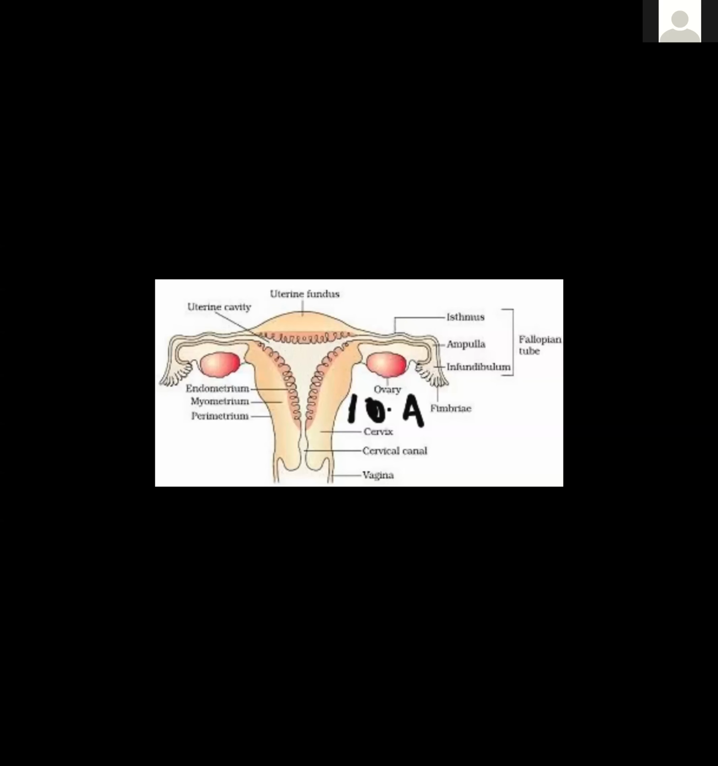One more structure associated with the female reproductive system is the mammary glands. As I mentioned, mammals are identified by this characteristic feature. All of you switch off your camera, go off the screen.